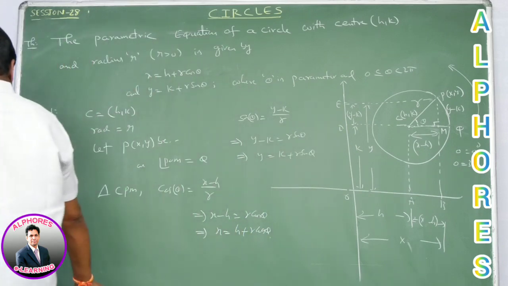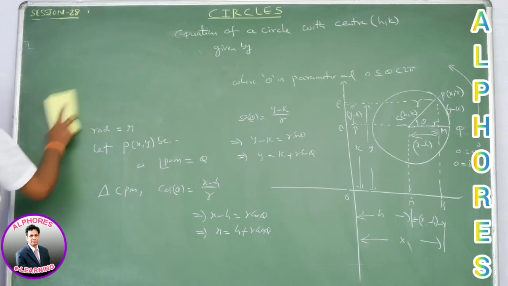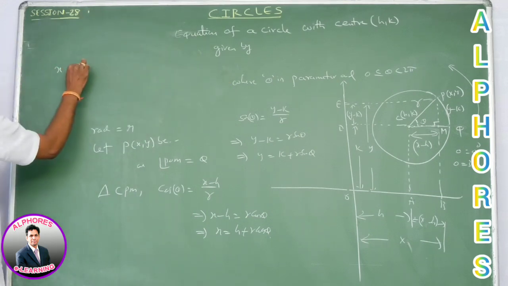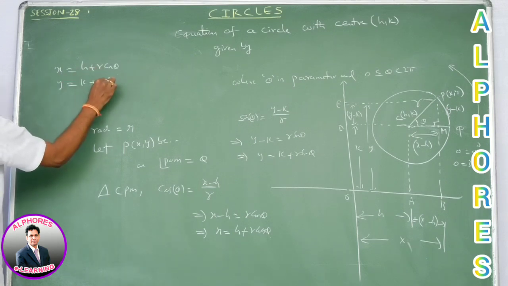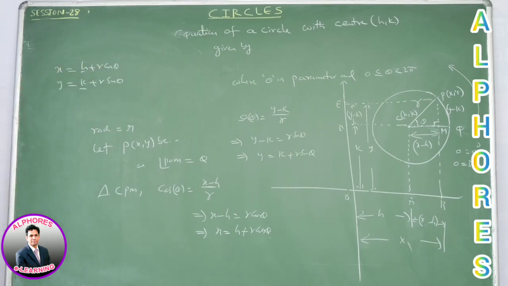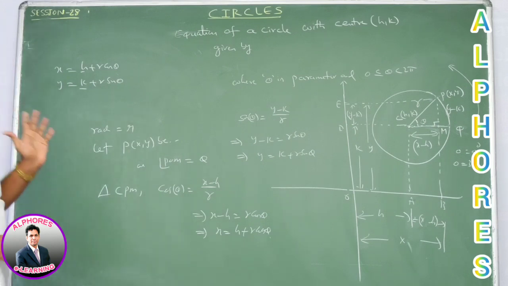Therefore, the equation of the circle in parametric form is x is equal to h plus r cos theta, y is equal to k plus r sin theta. Here h comma k is the center of the circle, r is the radius of the circle, and theta is the parameter and its range is 0 to 2 pi, that is, 0 less than or equal to theta less than 2 pi.